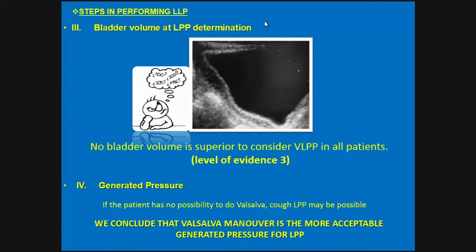In regard to the generated pressure, if the patient has no possibility to do Valsalva, which is the best procedure, cough leak point pressure may be possible. We do have to accept that with cough leak point pressure, choosing the point where the leakage occurs would be more difficult, and the Valsalva maneuver is more acceptable for seeking the leak point pressure.